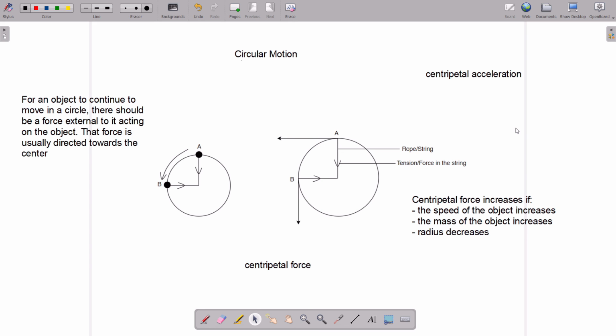I hope you enjoyed this short presentation. We'll continue next time on our discussion on forces. We'll be looking at moments of a force.